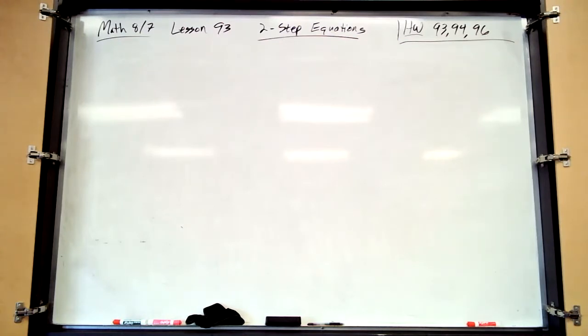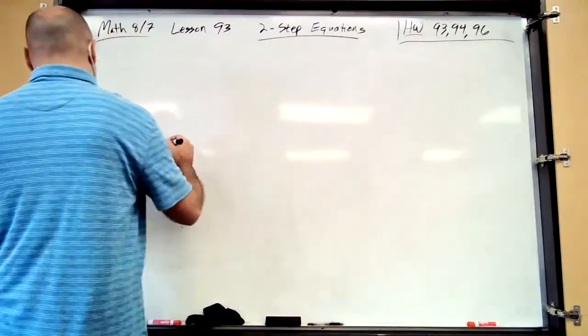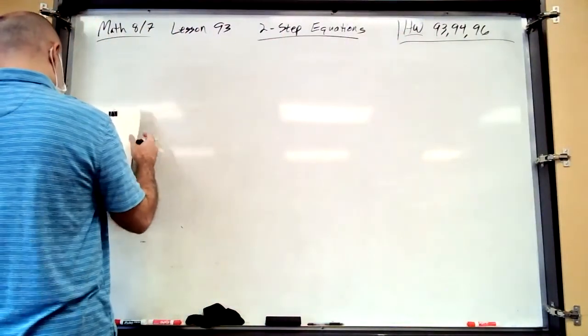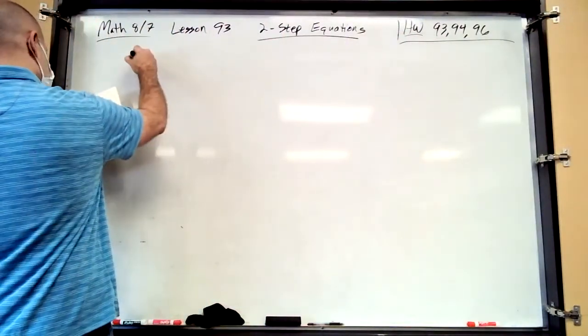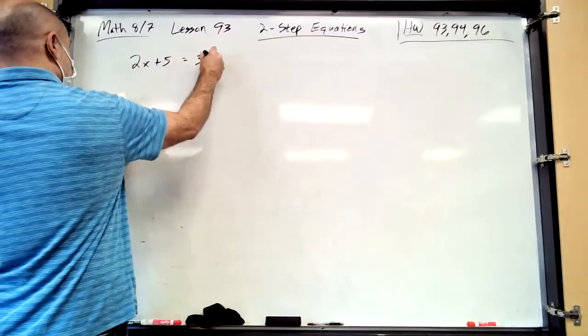So to eliminate stuff, you do the opposite operation, and then whatever you do on one side, you do the other. So two-step equations means you have two things to get rid of on the side of the variable. That's pretty simple, right? So it just takes two steps, and you got your variable by itself. So let's just try something. Let's try this equation. 2x plus 5 equals 35.